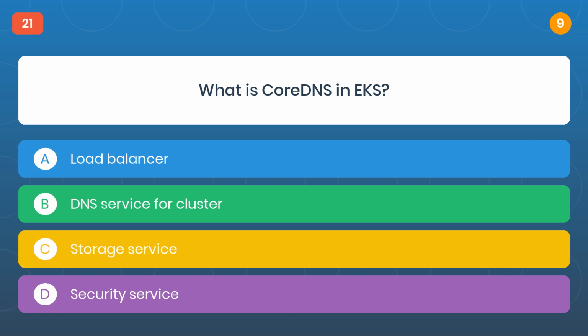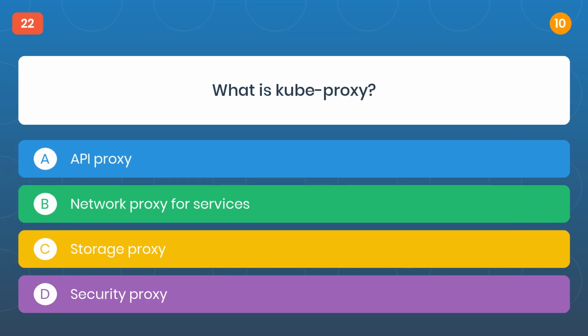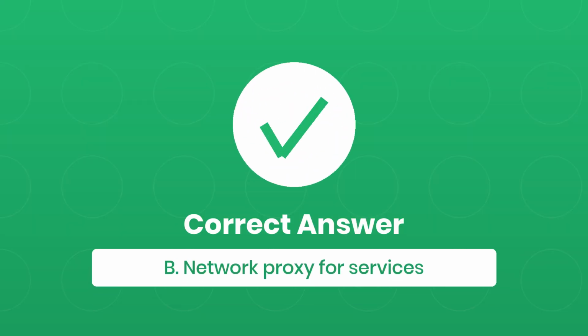Question 21. What is CoreDNS in EKS? The correct answer is B, DNS service for cluster. Question 22. What is kube-proxy? The correct answer is B, network proxy for services.